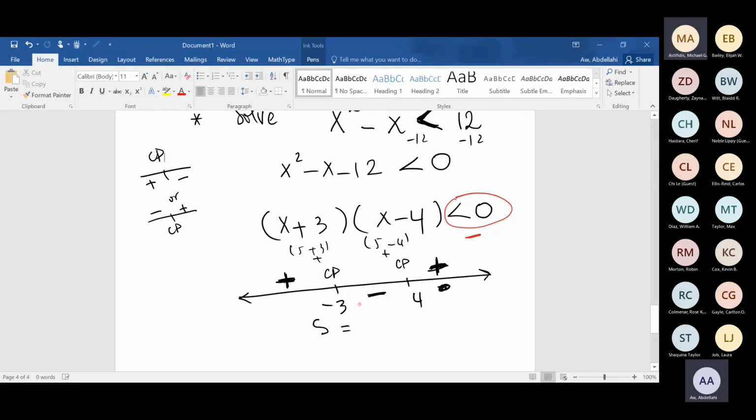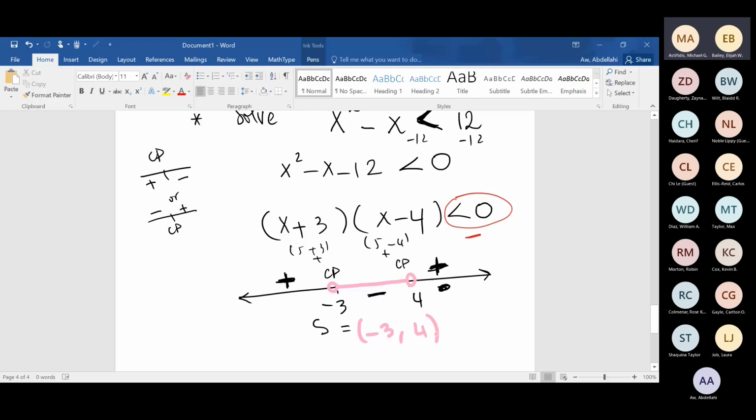Where do we see minus? In the middle? Between. The middle, exactly. Okay, I see minus in the middle, right? And do we include the zeros themselves? Do we close or do we open? What is the deciding factor of that? It's not less than or equal, it's just less than. Exactly. So we don't include them. We say open. So the solution is the interval (-3, 4). That's it.